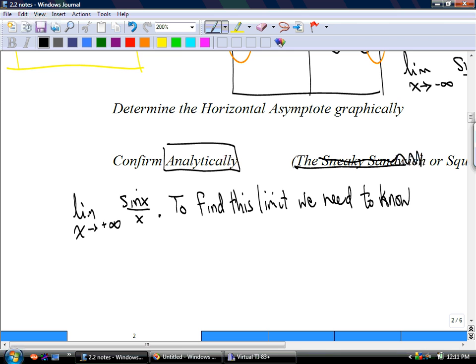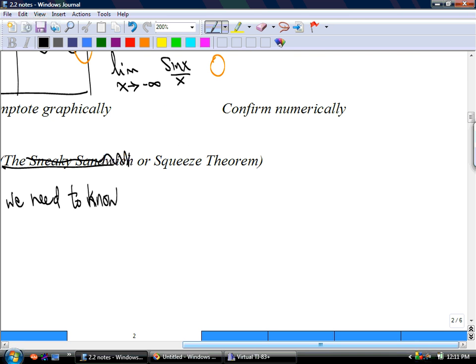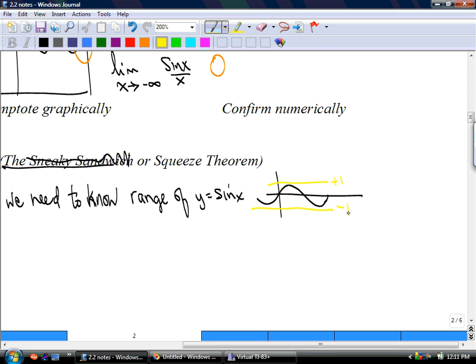What is it? Between -1 and 1. We need to know the range of y equals sine x. And you just said to me the highest sine x gets, no matter how we graph it, is +1, and the lowest it gets is -1. Okay?